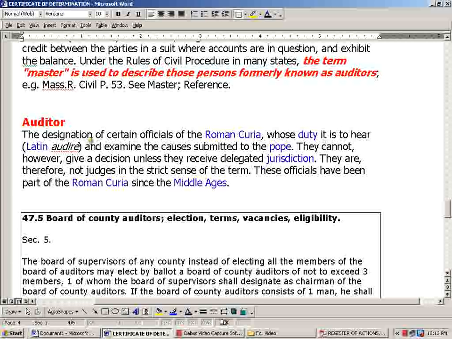Auditor, the designation of certain officials of the Roman Curia whose duty it is to hear and examine causes submitted to the Pope. They cannot, however, give a decision unless they receive delegated jurisdiction. They are therefore not judges in the strict sense of the term. These officials have been part of the Roman Curia since the Middle Ages. Right? So, whose duty it is to hear and examine the causes submitted to the Pope.